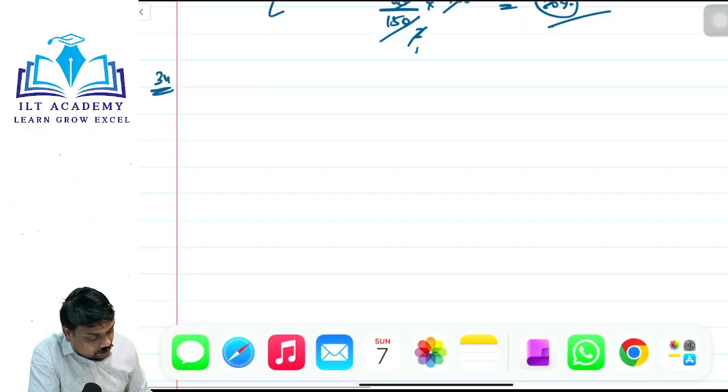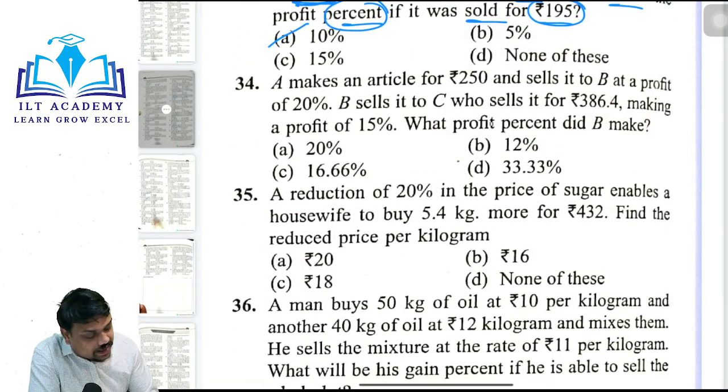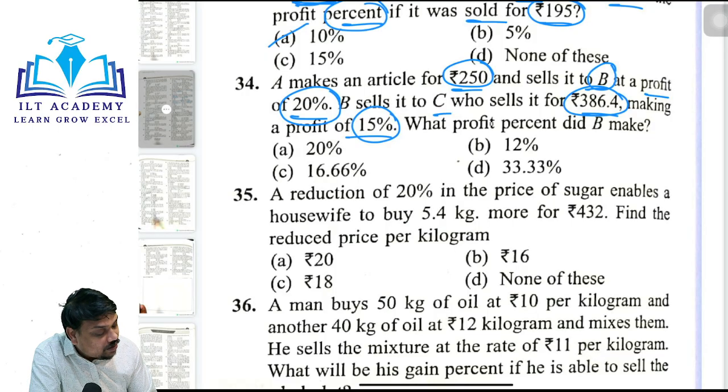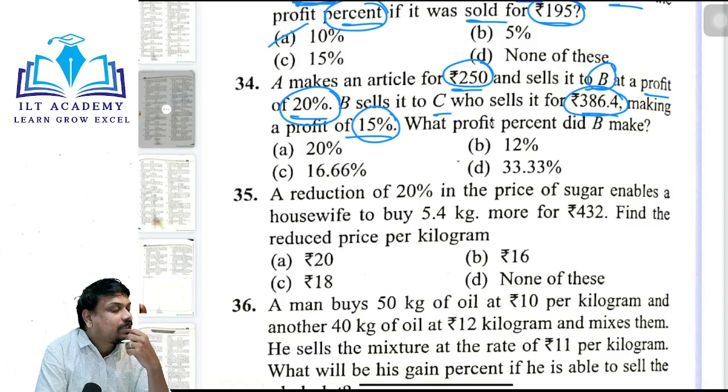Thirty-fourth question. A makes an article for 250 and sells it to B at a profit of 20%. B sells it to C, who sells it for 386.4 by making a profit of 15%. What profit percentage did B make? ये कर सकते क्या? Try, you wanna make it?